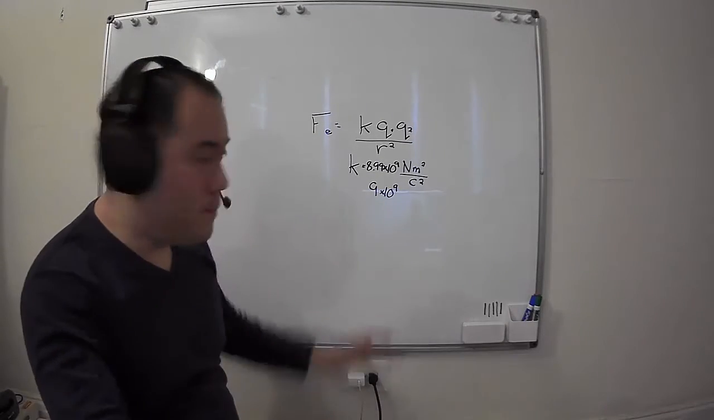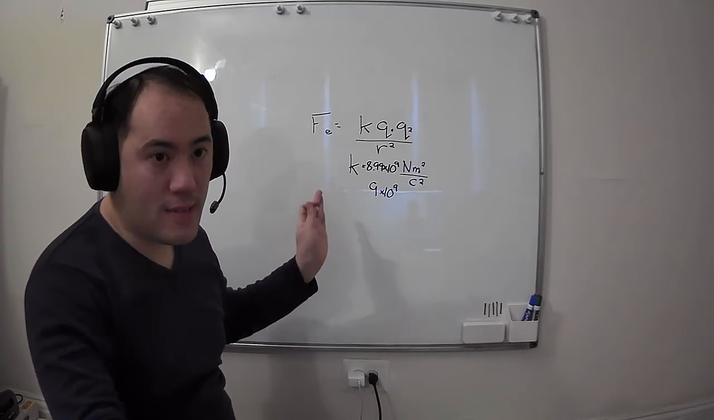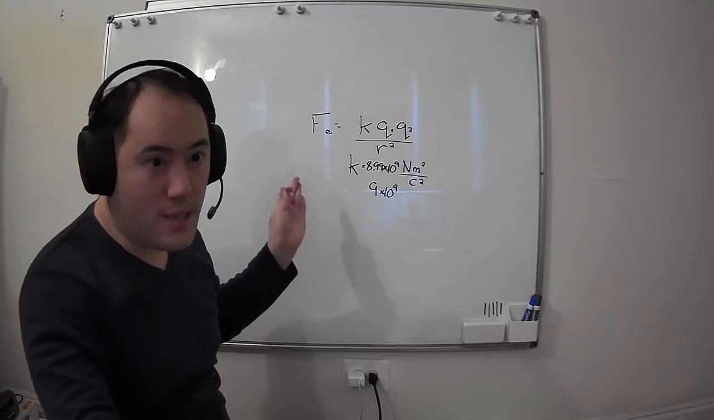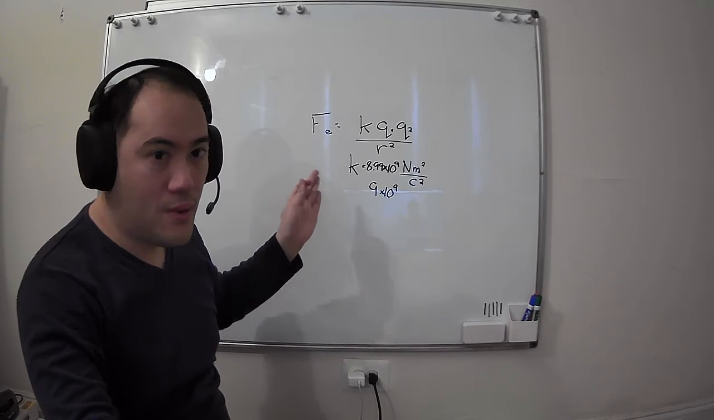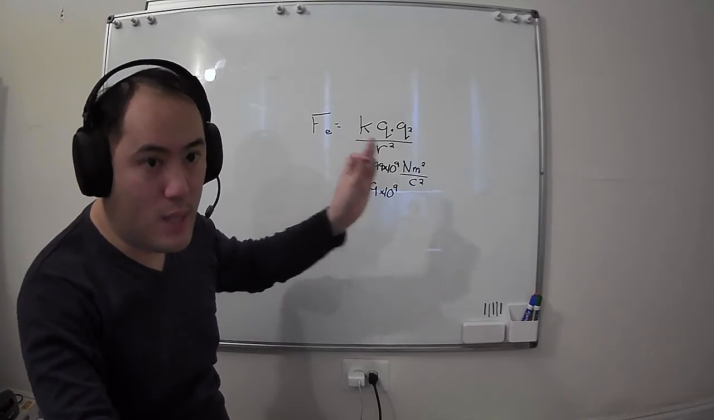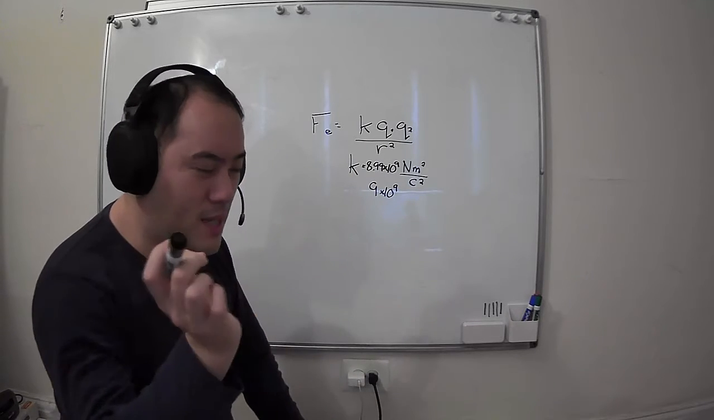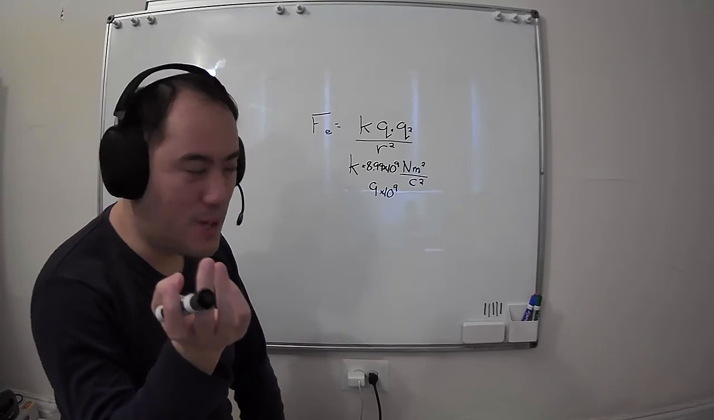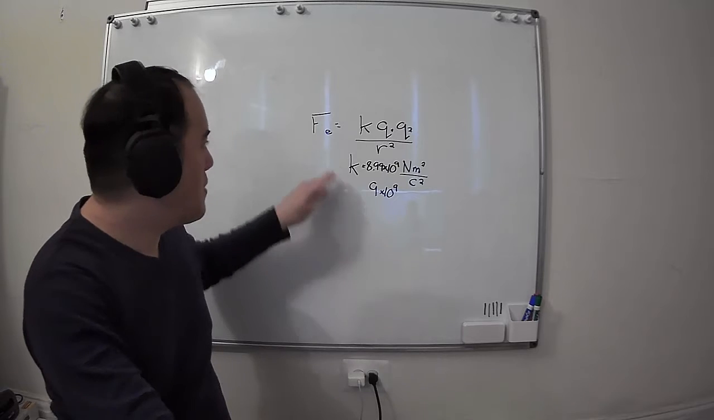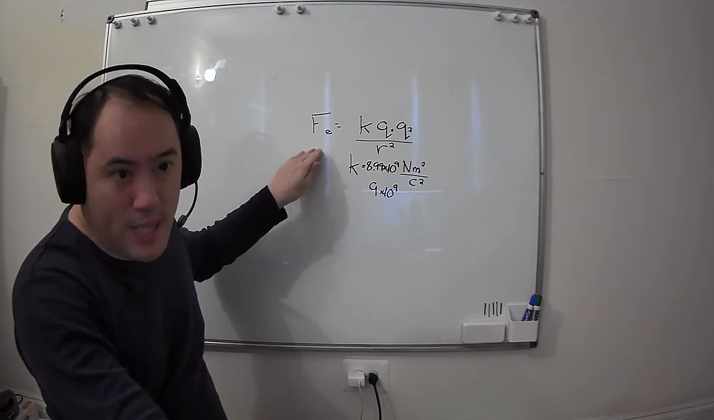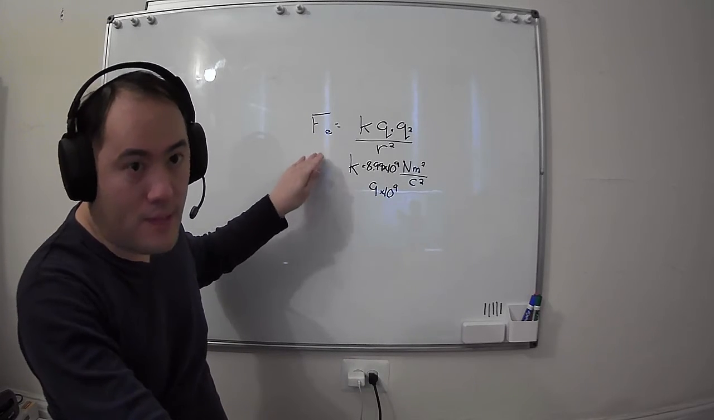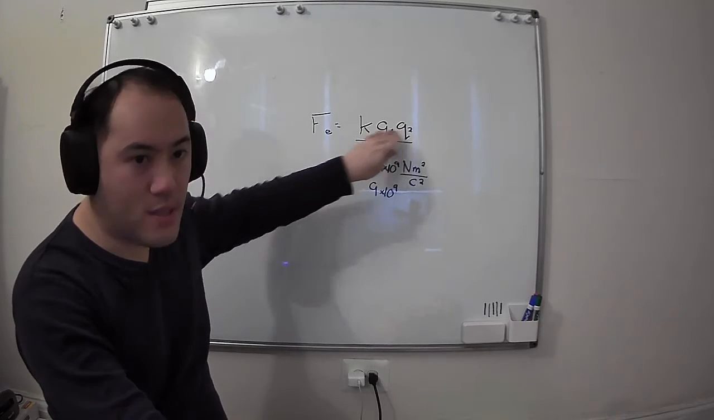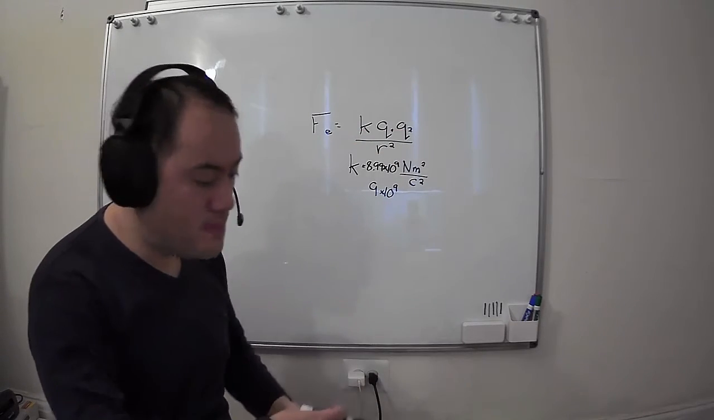Well, if both q's are positive, Fe is positive. If both q's are negative, Fe is also positive. The only time Fe is negative is if one's positive, one's negative. So it's kind of a shortcut. You pretty much already know it, but if you didn't know, you can look at the sign. If Fe is positive, the objects repel. If Fe is negative, that means that two charges are opposite, so they'll attract each other.